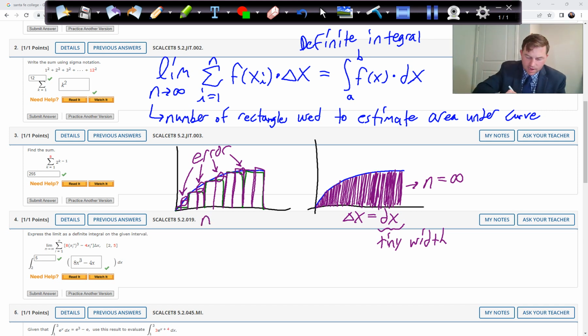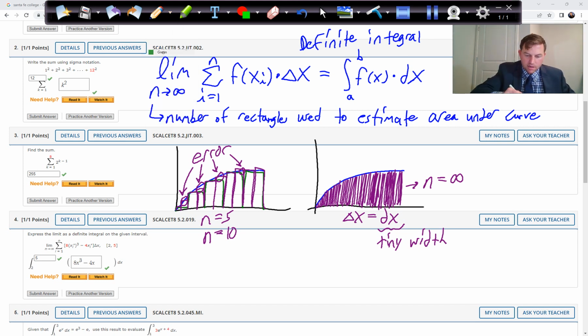Okay, so where this one had n was 5, and then n was 10, etc. Now n is infinity. We're packing as many rectangles underneath this curve as possible. When we pack an infinite number of rectangles, we say that this is an integral. So we are taking the integral of the function times this tiny, tiny width. And again, the function is the height of each of these rectangles.